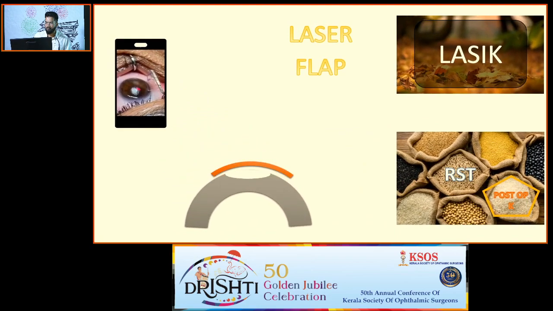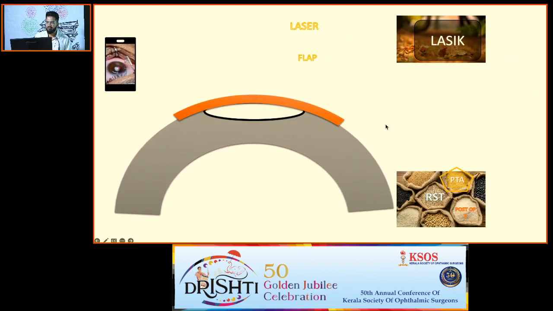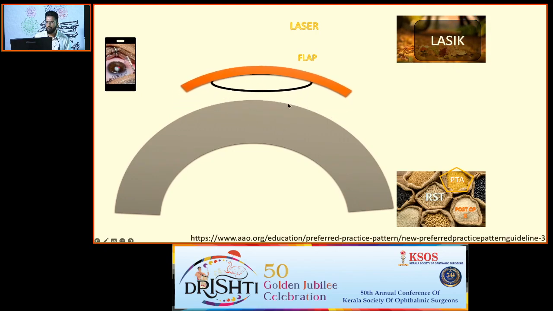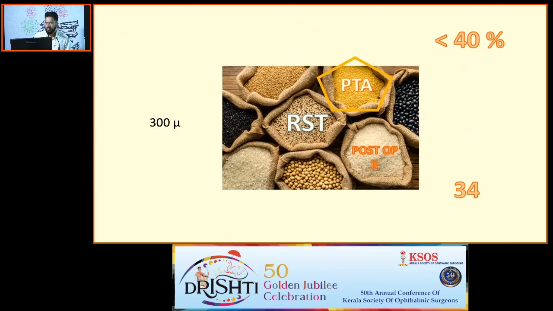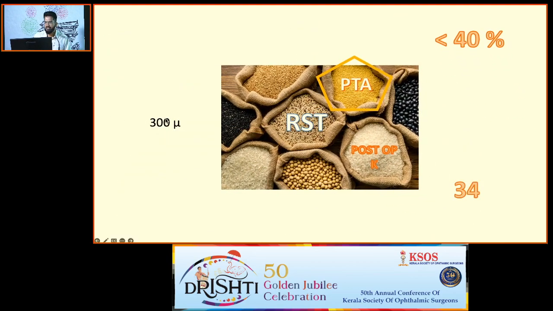The next thing we have to keep in mind is the percentage of tissue that is being ablated. That tells us the amount of cornea that is being weakened by raising a flap and by doing the stromal ablation. The area weakened should not be more than 40%, because this can result in post-LASIK ectasia. So the numbers to remember for RST would be 300. According to the preferred practice patterns in AAO, it is 250 now, and PTA is 40, and 34 for the flat case.